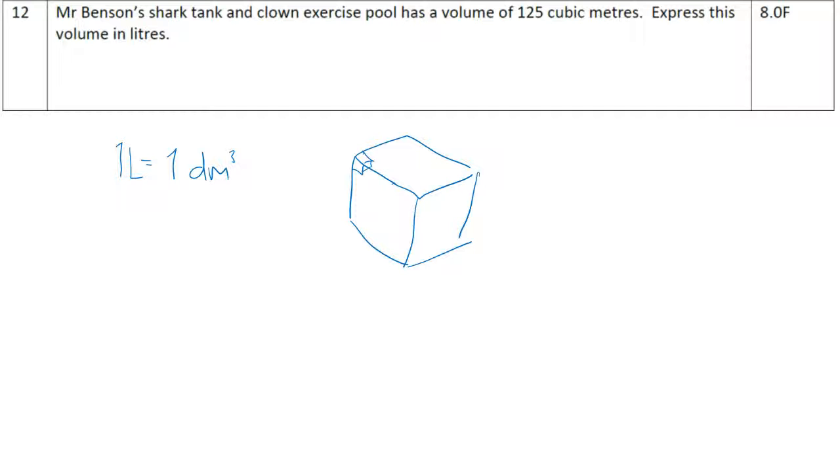But there's 10 decimeters in the height, there's 10 decimeters in the width, and there's 10 decimeters in the depth of that larger cube. 10 times 10 times 10 is 1,000. So 1 cubic meter equals 1,000 litres. So all we had to do is multiply our volume by 1,000. So the overall volume of the swimming pool in litres is 125,000.